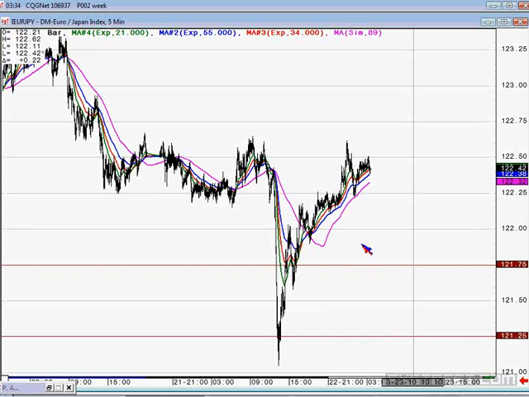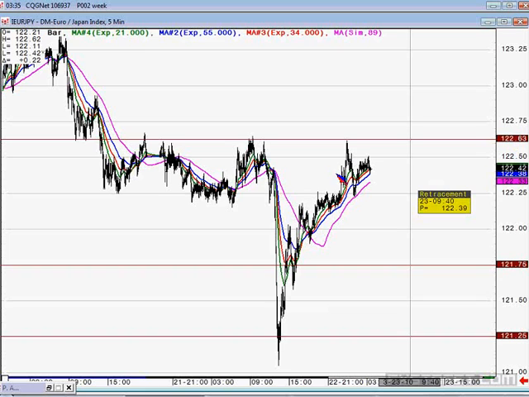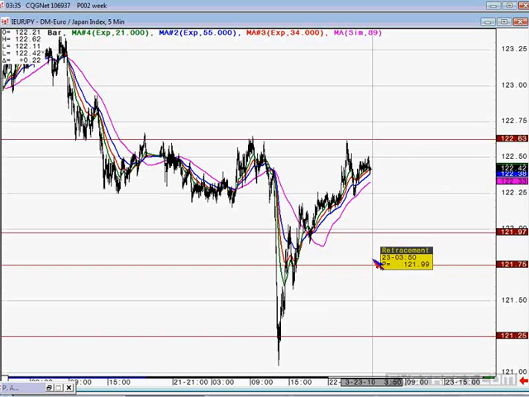So where do we buy? Again, we can look at a break of 122.50, the 122.50 level, right? This is our resistance zone 1, and our support zone 1 is 121.90, right? So for this you use a plus minus 10 pips on these crosses.